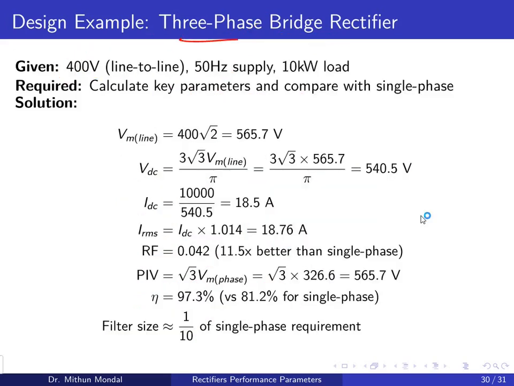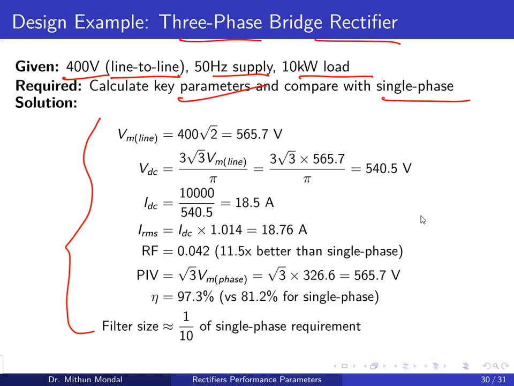Again, if the configuration is three phase in the bridge rectifier format, with a line to line voltage of 400 volt, a 50 hertz supply and a 10 kilowatt load, we need to calculate all the key parameters and compare with the single phase. So now the maximum voltage will be 400 root 2, because 400 is the line to line voltage. DC voltage is 3 root 3 multiplied with Vm by pi, which is 540.5.